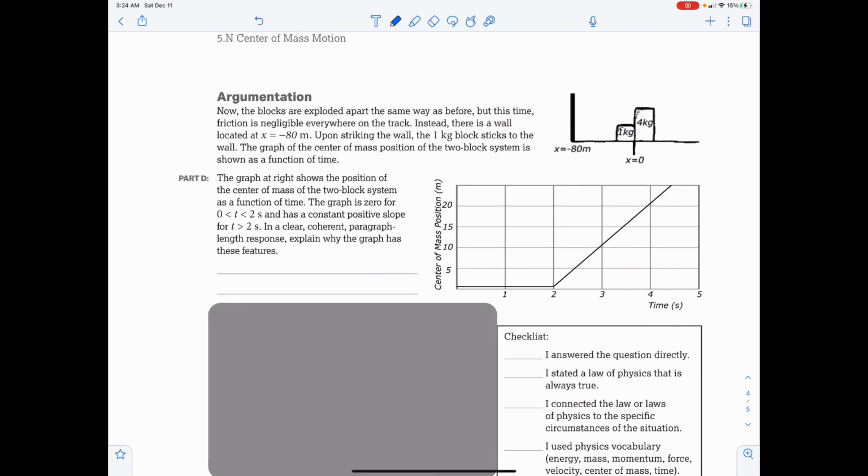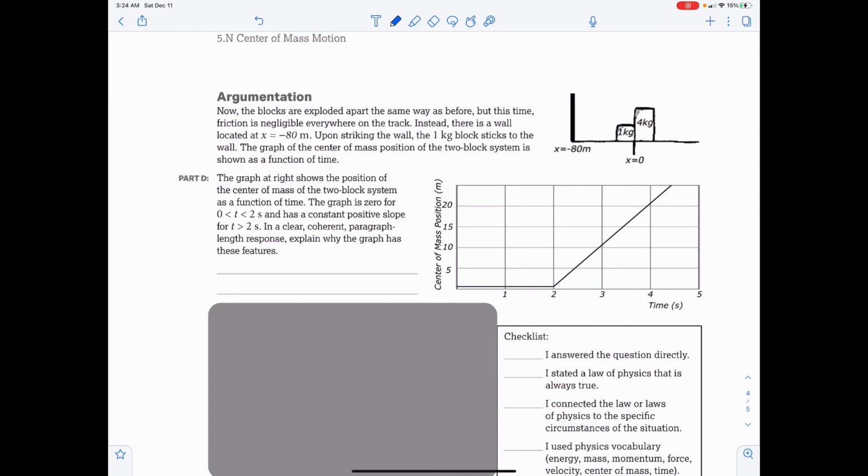Argumentation. Now the blocks are exploded apart the same way as before, but this time friction is negligible everywhere on the track. Instead, there is a wall located at negative 80 meters. Upon striking the wall, the 1 kilogram block sticks to the wall. The graph of the center of mass position of the 2-block system is shown as a function of time.